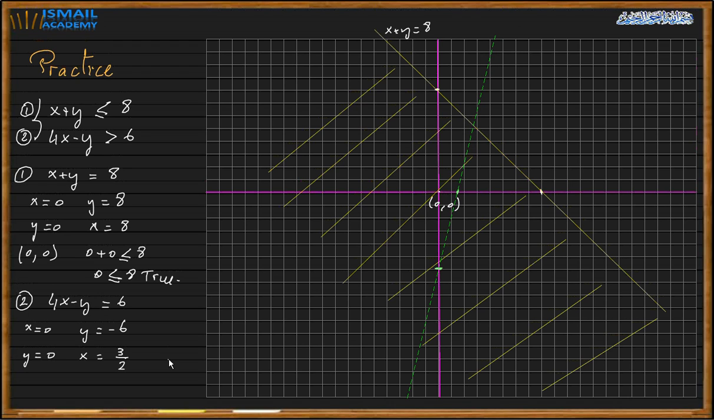Now let me pick the point. Is the location of 0 greater than the region? You see the region with 0 is on that side. So the region without 0 is on the other side.